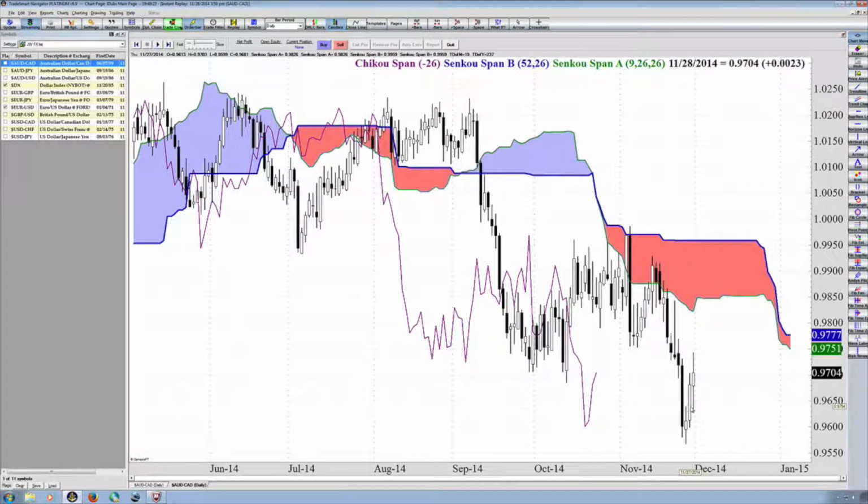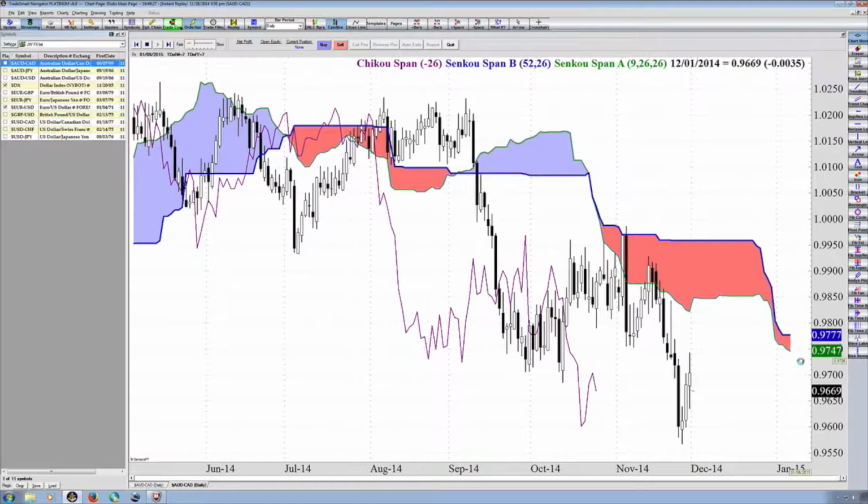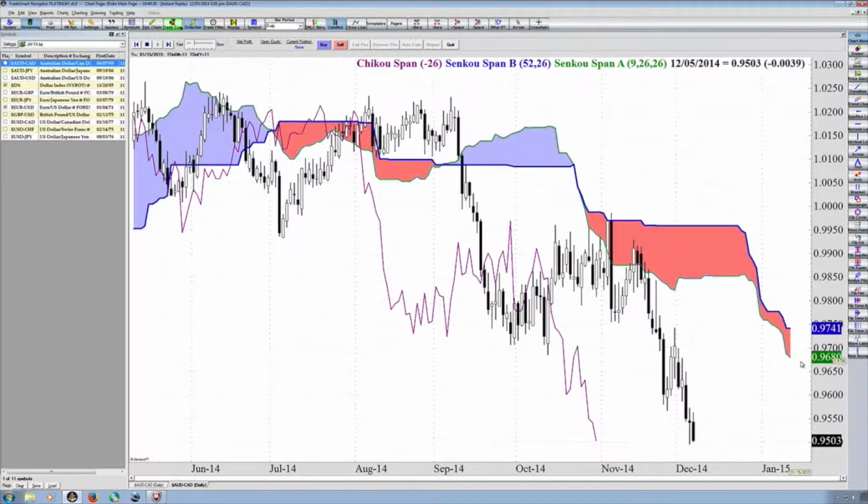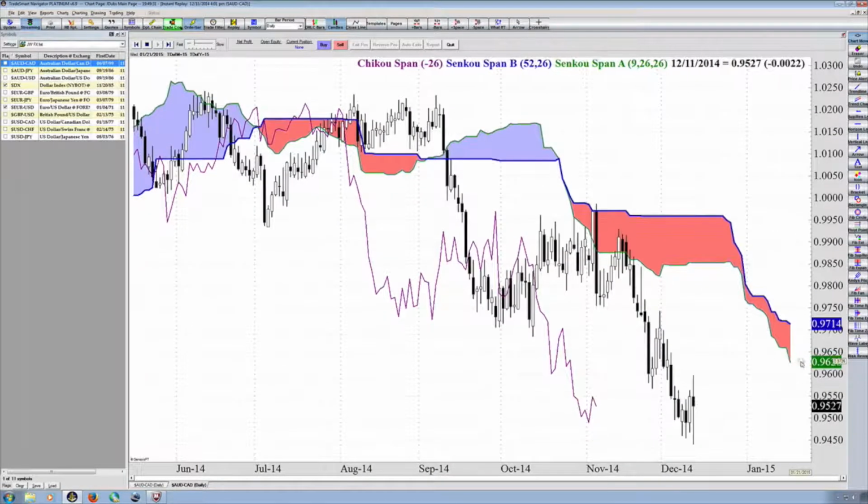And then finally, we get below the clouds. Chikou breaks free. Price action breaks free. Clouds break down, and we've got some bearish trend that's starting to continue as we move into December.